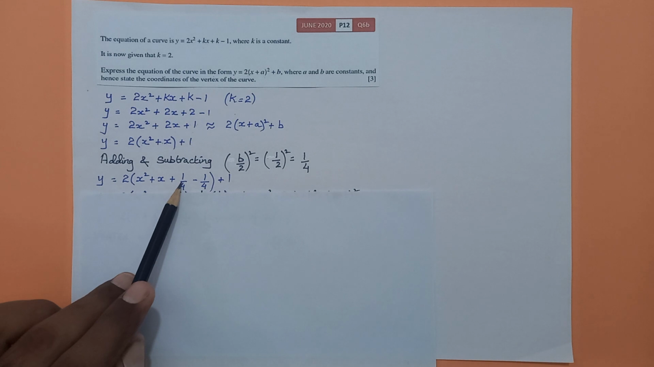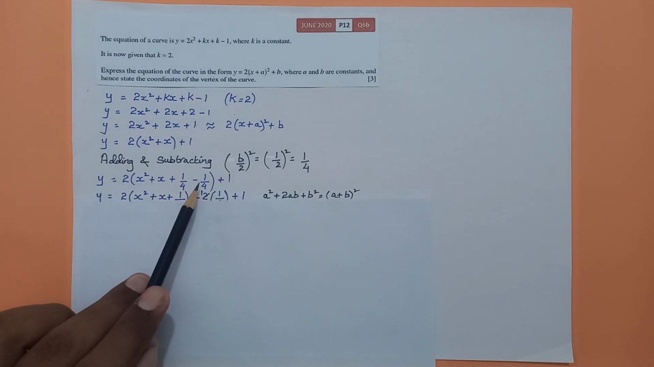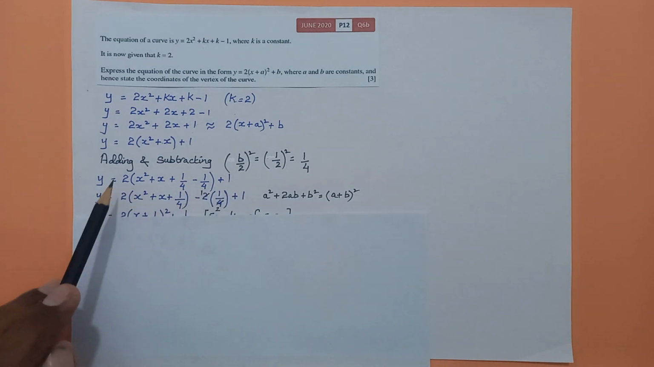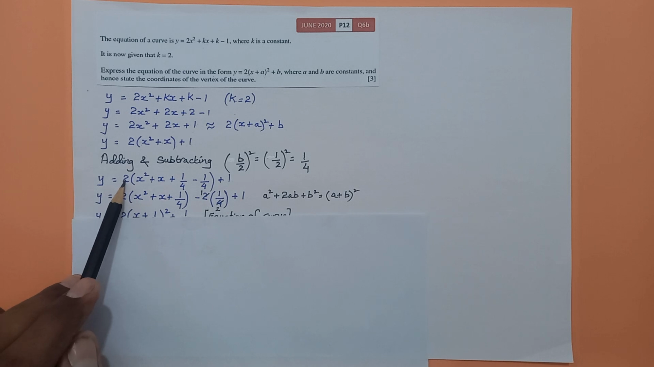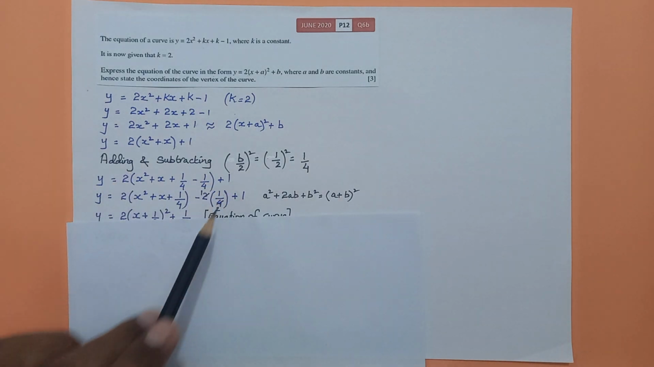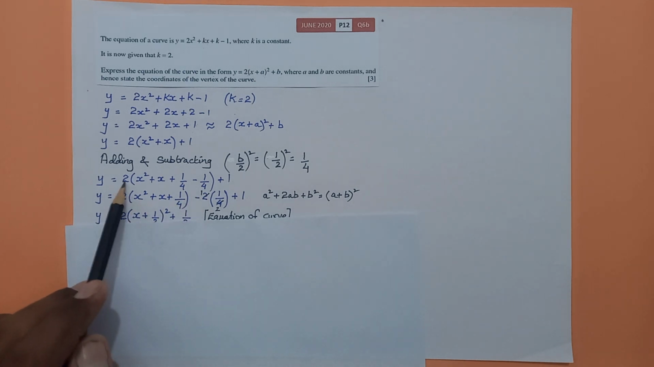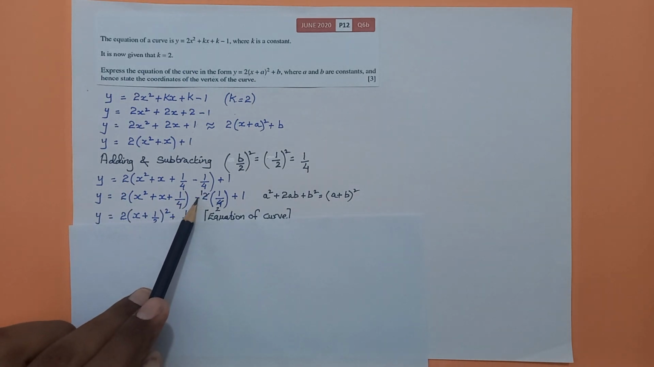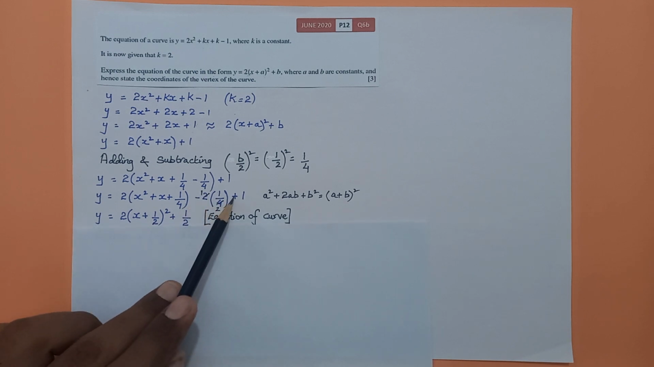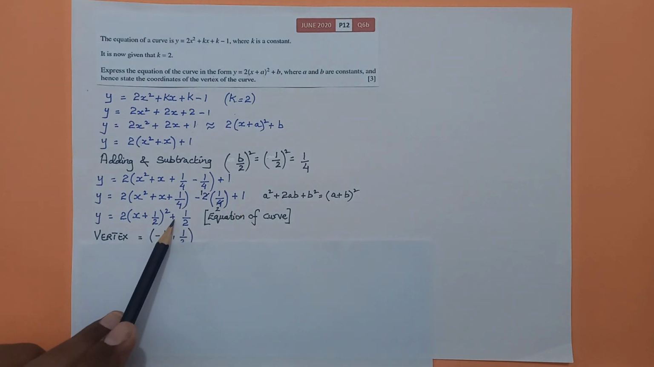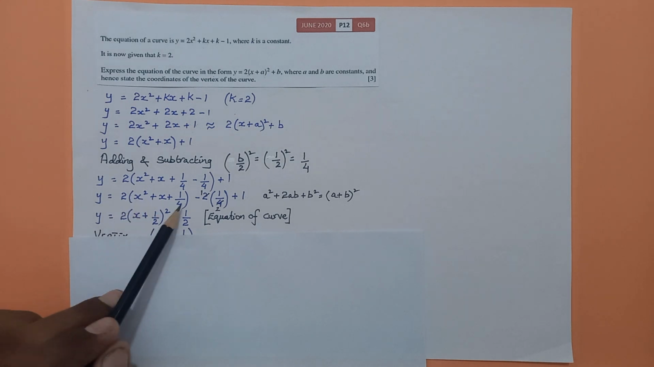Whatever we have added, let it be inside the bracket, and whatever we have subtracted, just multiply that with 2 and let it move outside the bracket, as we have done, multiplying this 2 with negative 1 upon 4, and after that simplifying this 2 times 1 upon 4, so it becomes minus 1 upon 2, plus 1, after simplification would be plus 1 upon 2. And now whatever is left in the bracket is basically a perfect square.